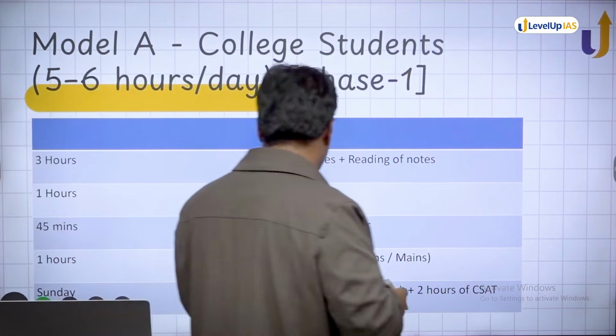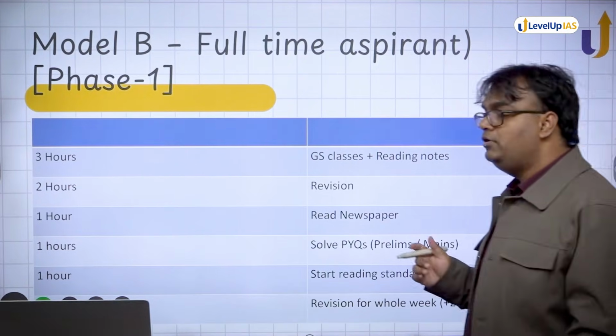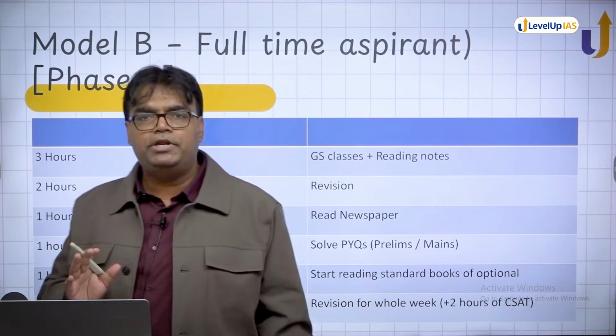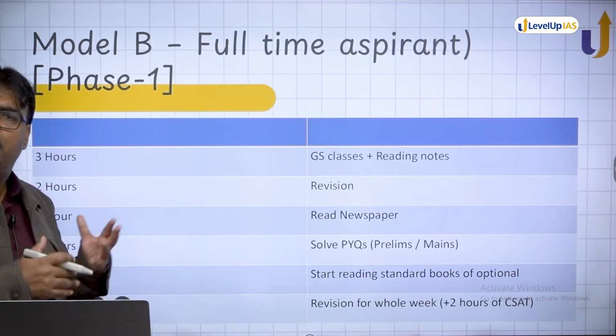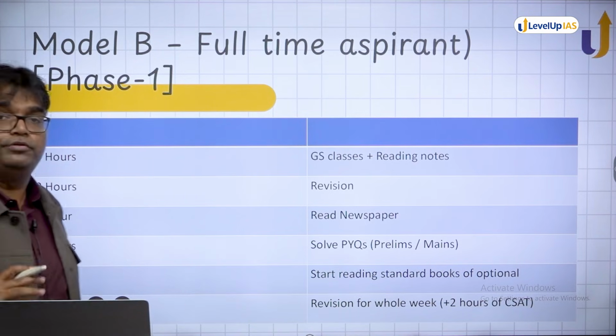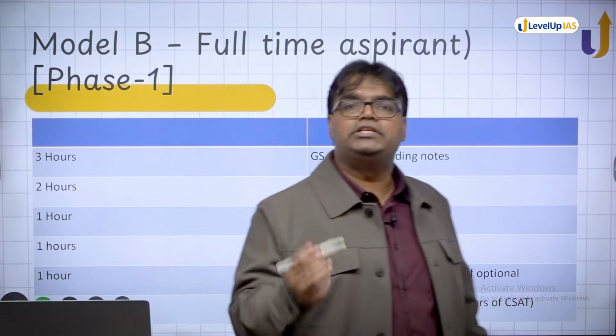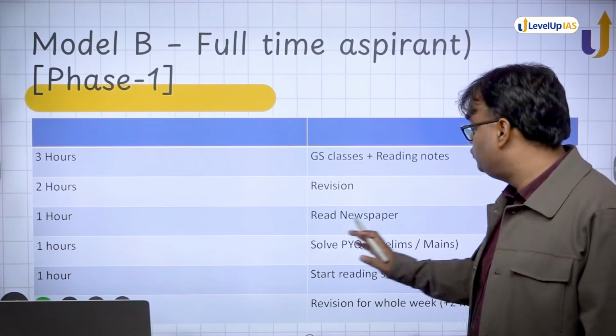let's talk about model B, which is for full-time aspirants, people who are preparing full-time. You should also make your own plan, like you'll have 3 hours of GS classes plus time given for reading notes, you'll have 2 hours for revision, you spend more time on revision. You have more time, so revise well, and read the standard books that you need to read. 1 hour for reading newspaper, 1 hour for solving PYQs.